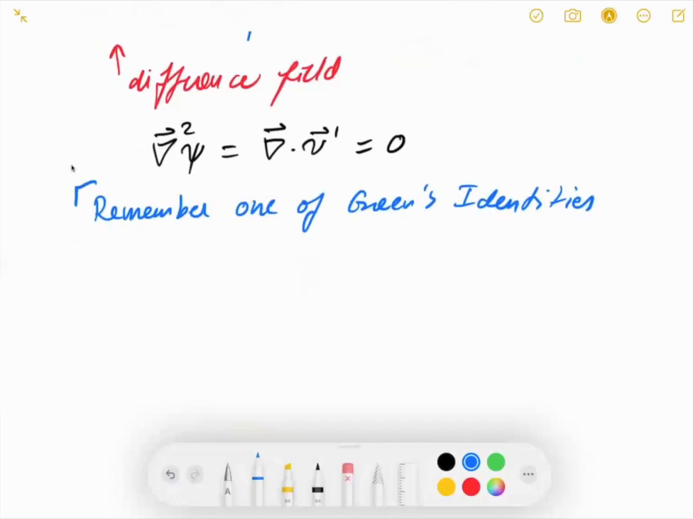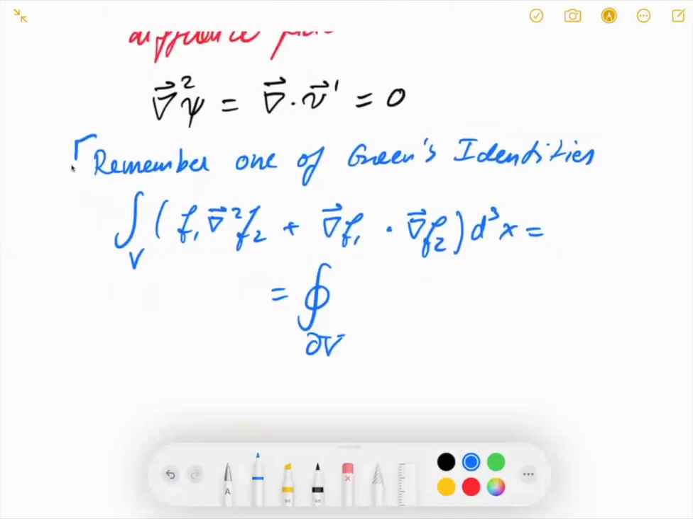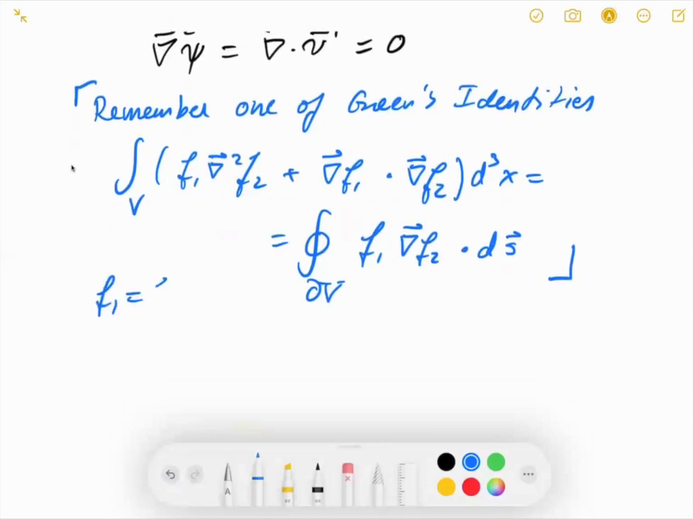that says that the volume integral of this combination of these two functions or scalar fields integrated over the volume is equal to the volume integral, sorry, the surface integral over this. And now we're going to use F1. F2 is going to be that difference potential.